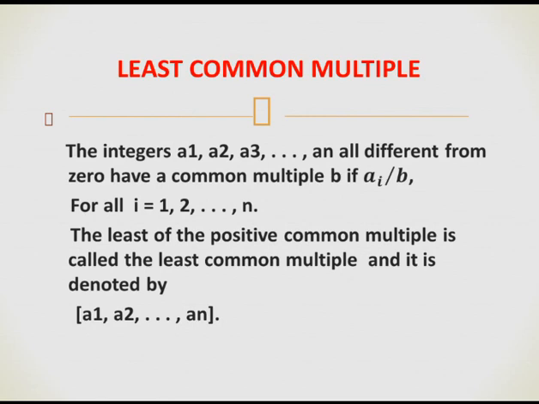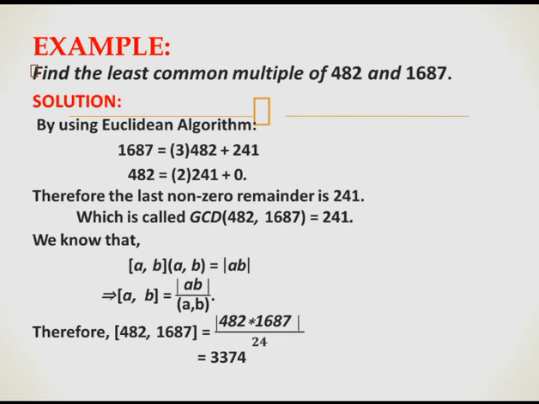The next one is least common multiple. The integers a1, a2, a3, etc., an, all different from 0, have a common multiple b if ai divides b for all i equal to 1, 2, etc., n. The least of the positive common multiples is called the least common multiple, and it is denoted by the bracket [a1, a2, etc., an]. For example, we have to find the least common multiple of 482 and 1687.